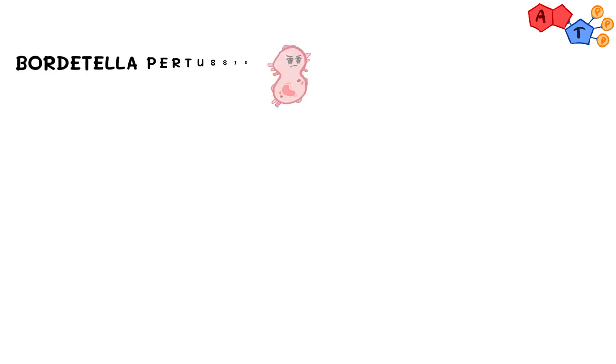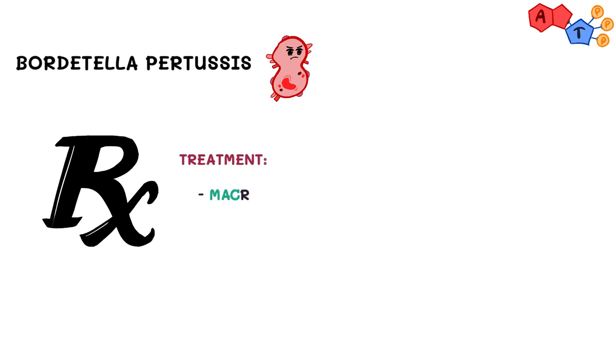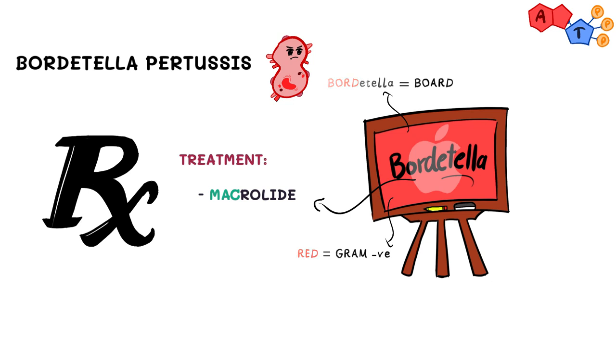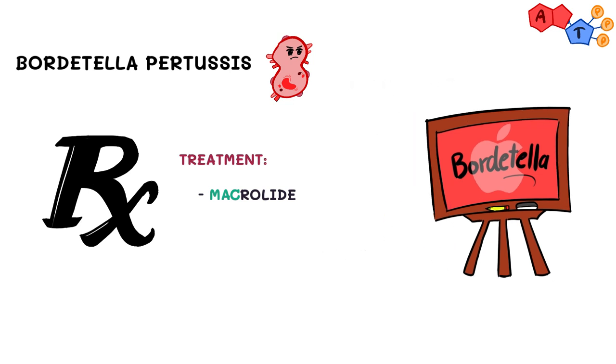Bordetella pertussis treatment is easy to remember. It's a macrolide. Do you remember this red board? Now look at this. It's a red MAC board. Red board for Bordetella pertussis and MAC for macrolide. However, if a patient is allergic to macrolides, we can use trimethoprim-sulfamethoxazole.